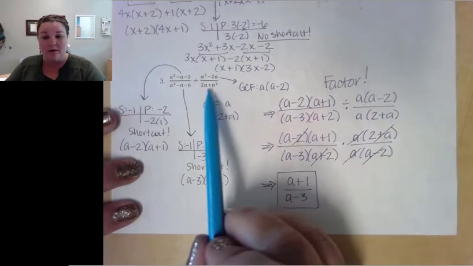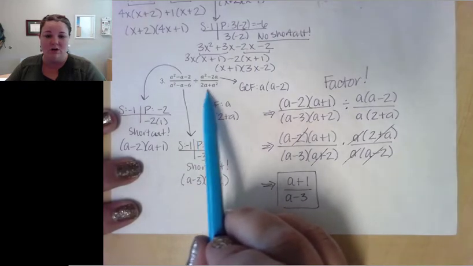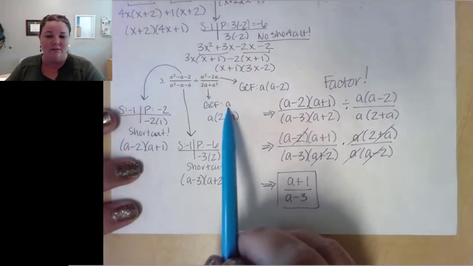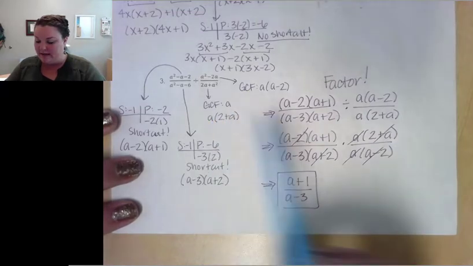And then the same thing on bottom. On bottom, this is not a sum of squares. This is not a sum of cubes. All I can do is factor out an a. When I factor out an a, I'm left with 2 plus a. So I went ahead and wrote that down here.